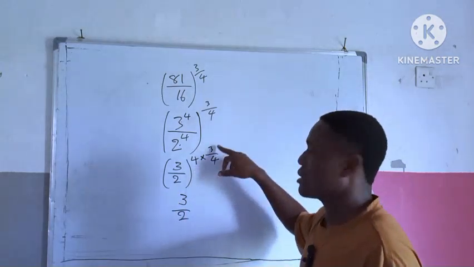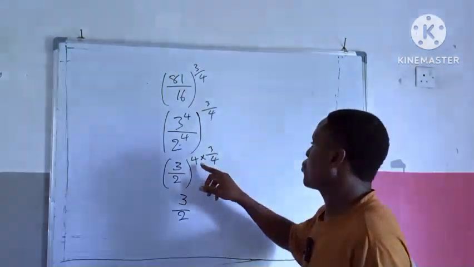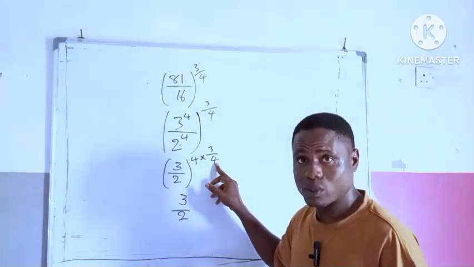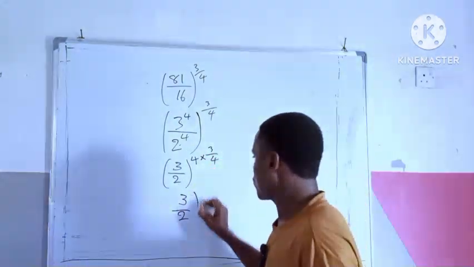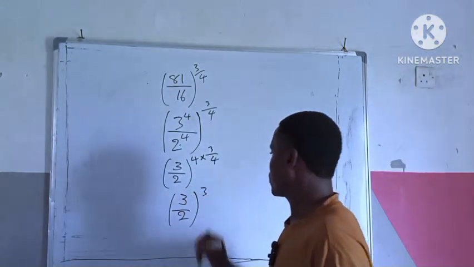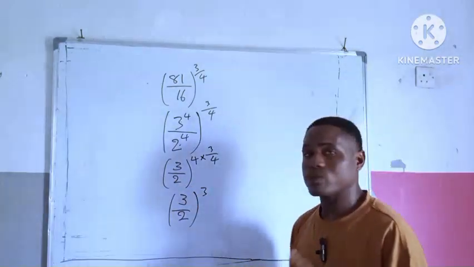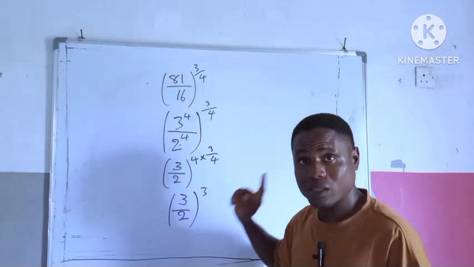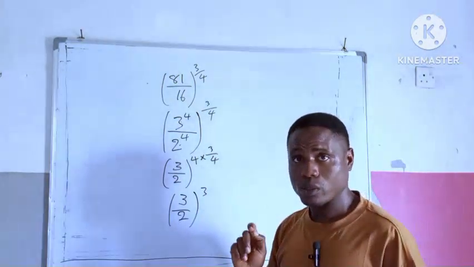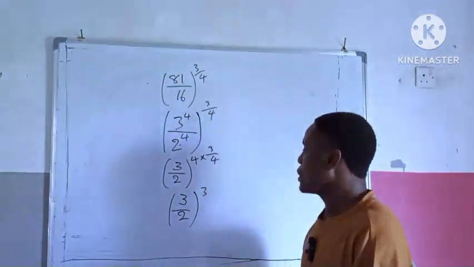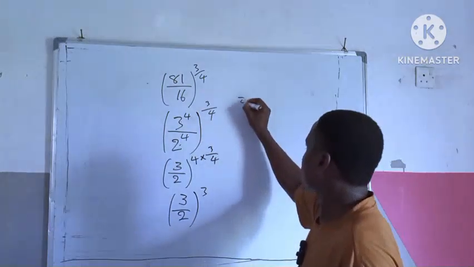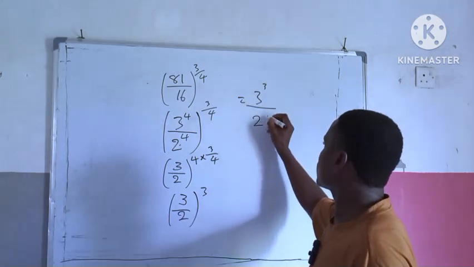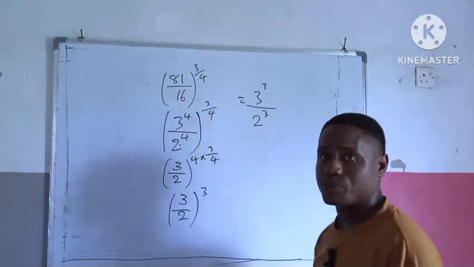Here we have 4 times 3 all over 4, right? So 4 times 3 is 12. Then 12 divided by 4 is 3. So here we have 3 raised to power 3. Now take note. I said this upper number is affecting both the numerator and the denominator. So it's still the same thing as 3 raised to power 3 all over 2 raised to power 3.